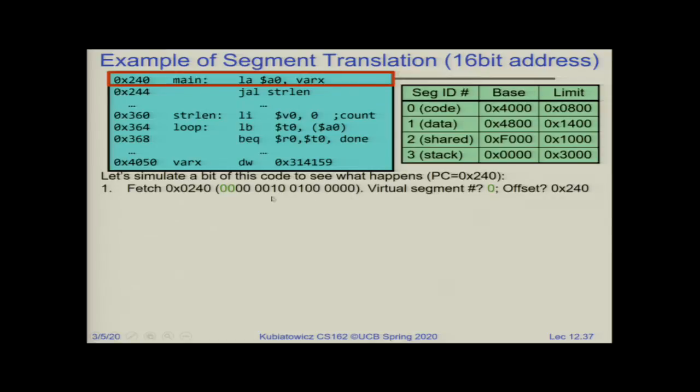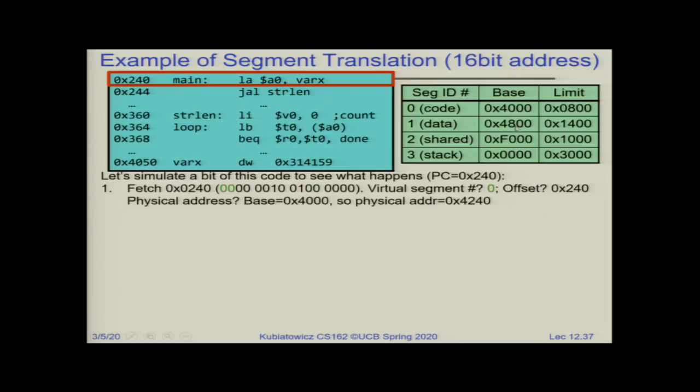If you look, what are the top 2 bits? Zeros. What code? It's the code segment. That's good because I'm fetching from it, right? So it's virtual segment 0. The offset is everything left over after I take the top 2 bits off, and that's 240. So my segment is 0, the offset's 240.